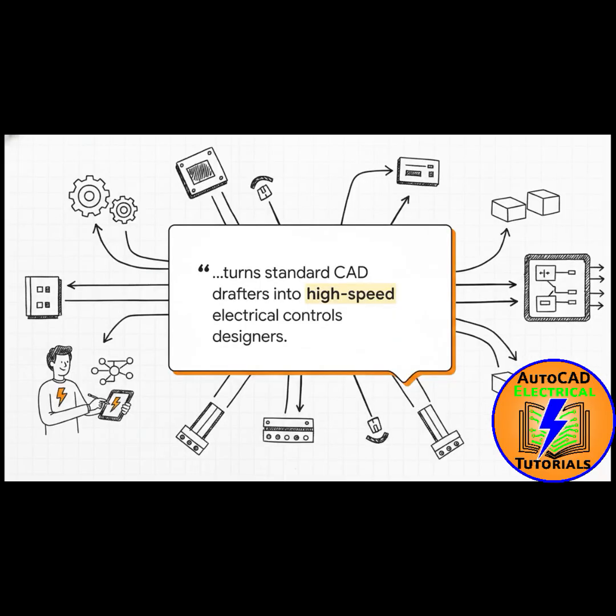Ultimately, mastering these 5 features is what turns standard CAD drafters into high-speed electrical controls designers. The true value here isn't just about saving time, although, let's be real, you are saving a ton of it. It's really about a complete fundamental transformation in how you execute your electrical schematics. You're moving from just drawing pictures of circuits to engineering a smart, interconnected database, and that entirely eliminates the risk of manual tag and counting errors.